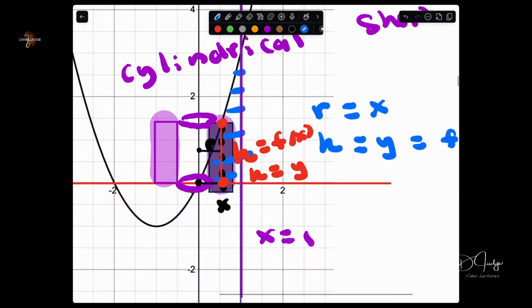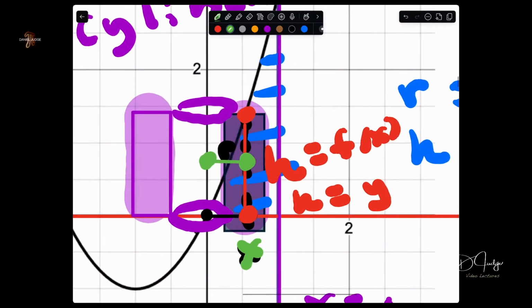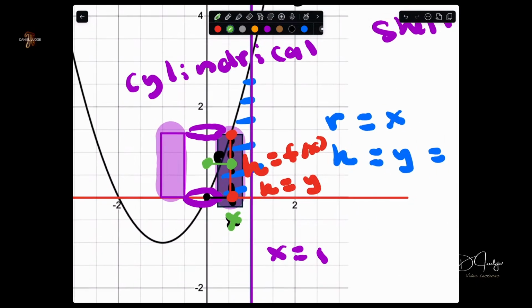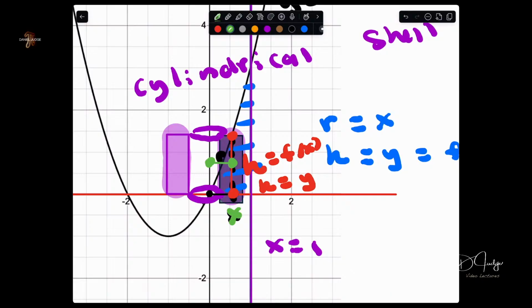And all you're finding is really two values. The radius value here, and maybe I'll do it up here, but it doesn't matter. And that's a corresponding x value for the radius. That's the length from the axis of rotation to that arbitrary line in the middle of that rectangle.